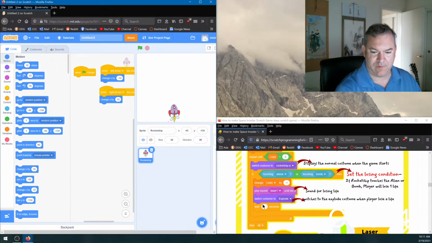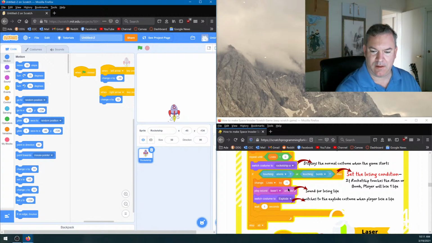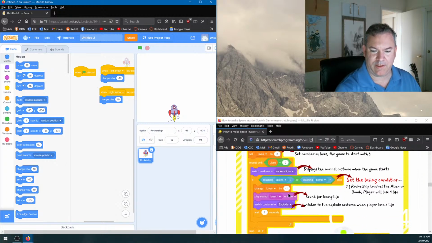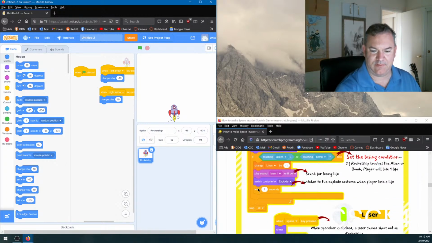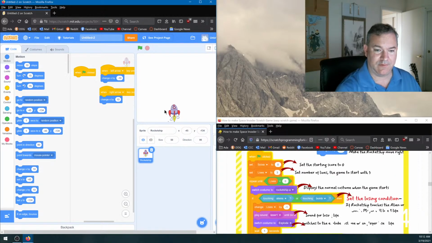And so basically, you know, just copy the code here, okay, to begin with. So if you touch an alien or you touch a bomb, they drop a bomb on you. You lose a life, and you explode. You pause a second, and then it goes back to the regular costume again. Okay, and so that's the rocket ship. So the game will continue until your lives hits 0, and then when lives hit 0, everything comes to a stop. And that's it for the rocket ship.